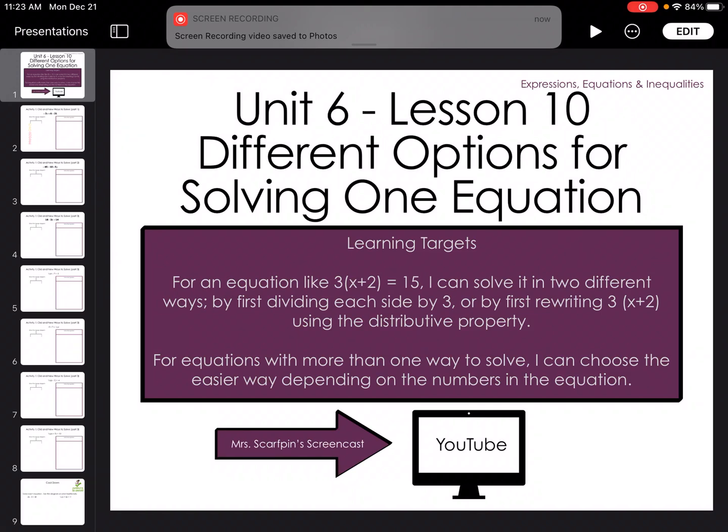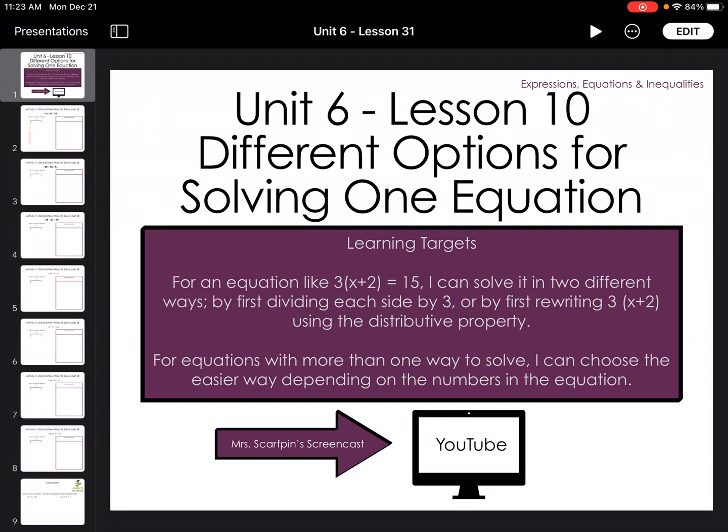All right, so for this one, we're doing more of the same. We're trying to practice solving equations. There are different ways that we can solve them. We can use hangers. We can use the distributive property. We don't have to use the distributive property. So we're trying to find the easier strategy to use.